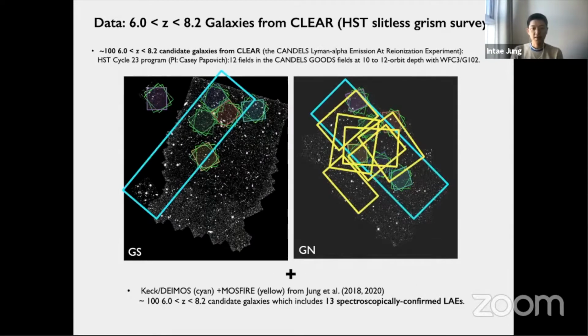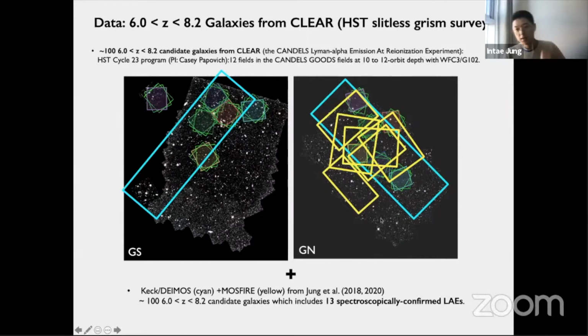CLEAR provides a wide dynamic range of galaxy UV magnitude compared to other targeted ground-based observations, because it is a blind survey. However, what it can do with non-detections only is just providing an upper limit of the Lyman-alpha equivalent width distribution. So we thought it better to combine this CLEAR dataset with the existing deep Keck observations. Those are denoted as the cyan and yellow rectangles here, which are DEIMOS and MOSFIRE observation pointings in the GOODS fields, and that are published in my previous papers.